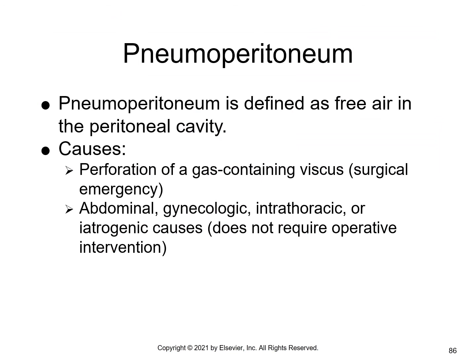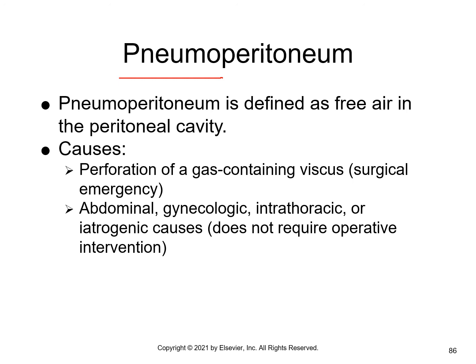Okay, a few more pathologies that we want to talk about. Pneumoperitoneum. So the peritoneum is the cavity that contains the majority of our organs in our abdomen. And if we have pneumoperitoneum, pneumo means air. So that would be air in the cavity, in our peritoneal cavity. Usually this is going to be caused by some sort of perforation of the bowel, causing the bowel to leak air out of the bowel into the peritoneum. Other causes can be abdominal, gynecologic, intrathoracic, or iatrogenic causes. And remember, iatrogenic causes mean that we don't know why.